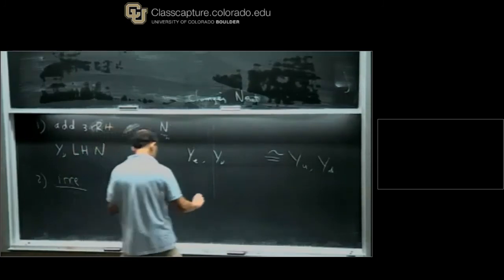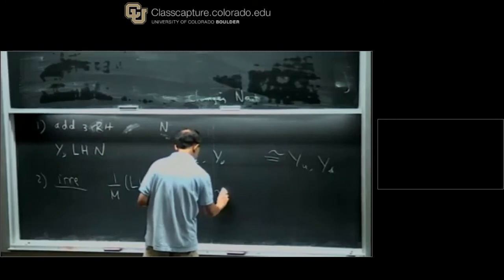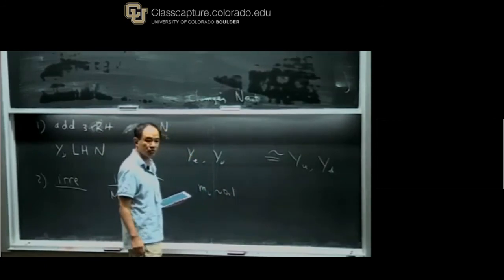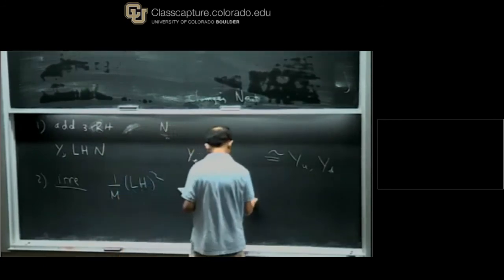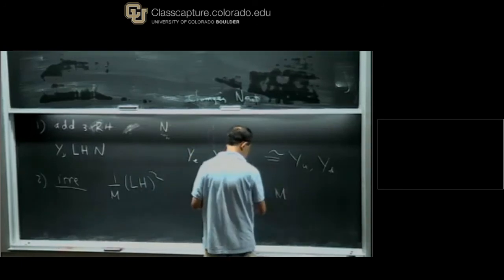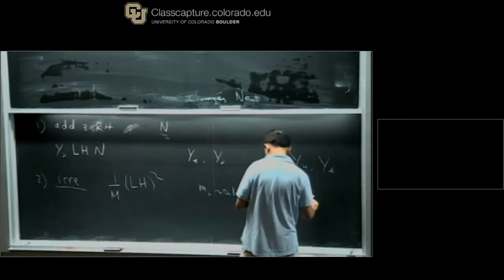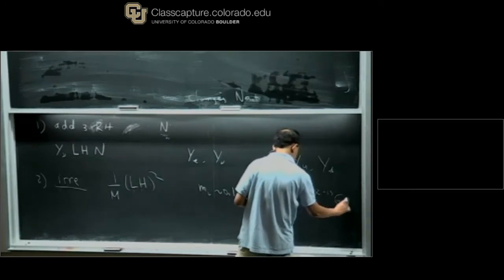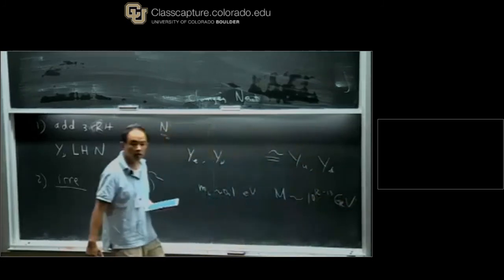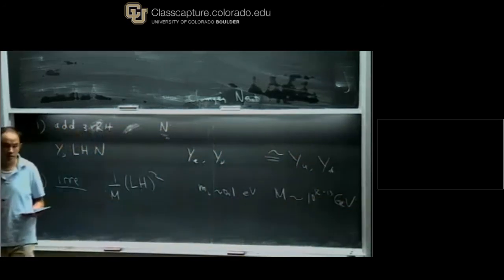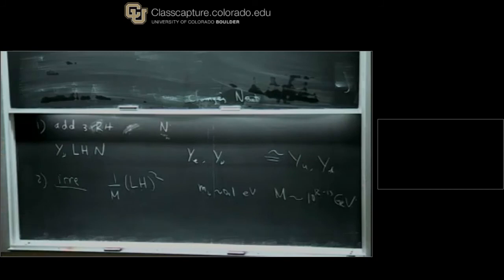So in order to give neutrino mass, suppose that my aim is to give neutrino mass 0.1 eV. This scale has to be about 10 to the 12 to 10 to the 13 GeV. Which is okay, reasonable.